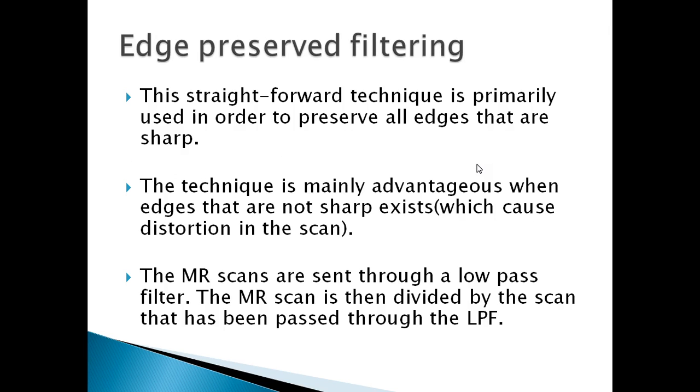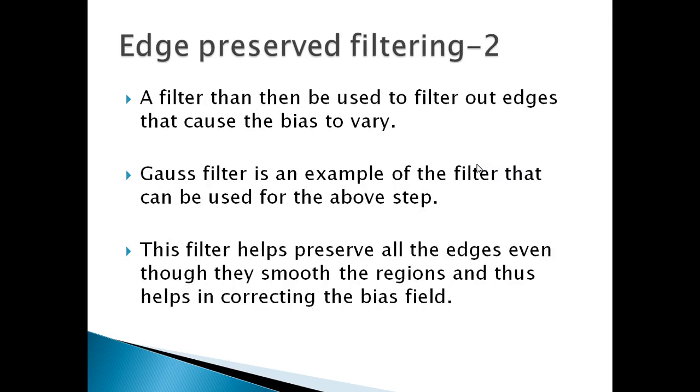Edge preserve filtering is the most straightforward technique. It is basically used to preserve all edges that are sharp, or rather, it will smoothen the regions and still keep the edges sharp. The technique is mainly advantageous when edges that are not sharp exist, because that will cause distortions in the scan. The MR scans are sent through a low pass filter. The MR scan is then divided by the scan that has been low pass filtered. The filter is then used to filter out edges that cause the bias to vary.